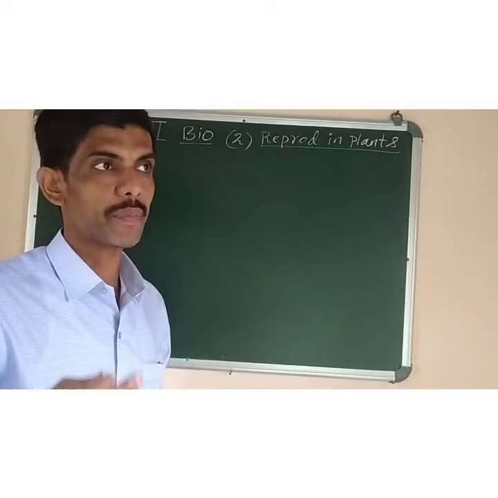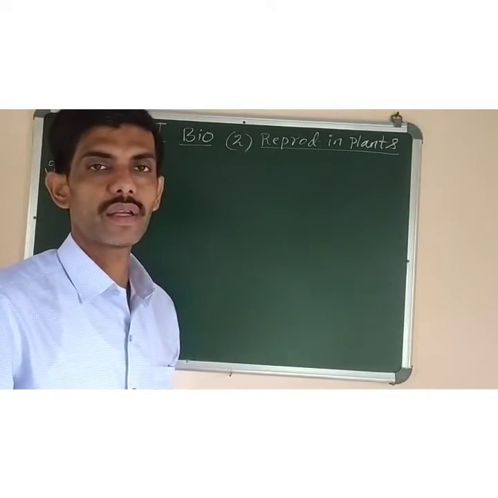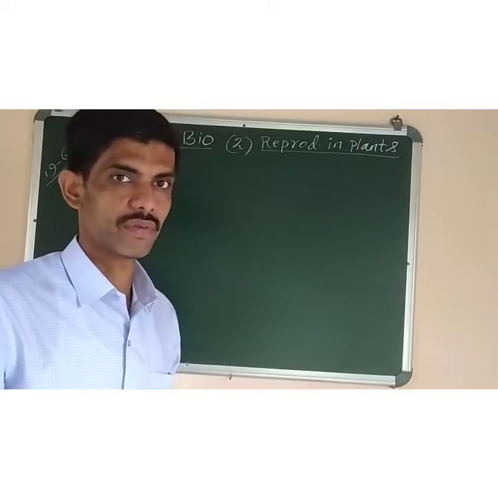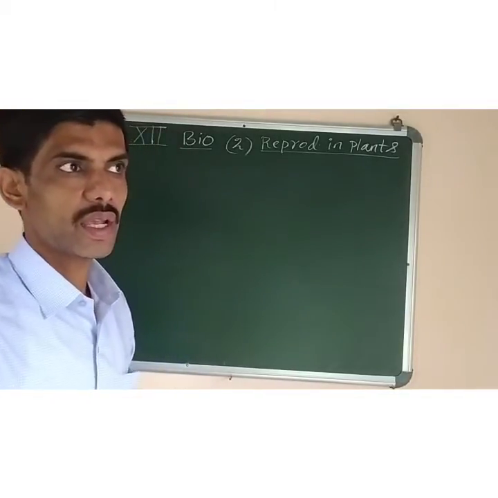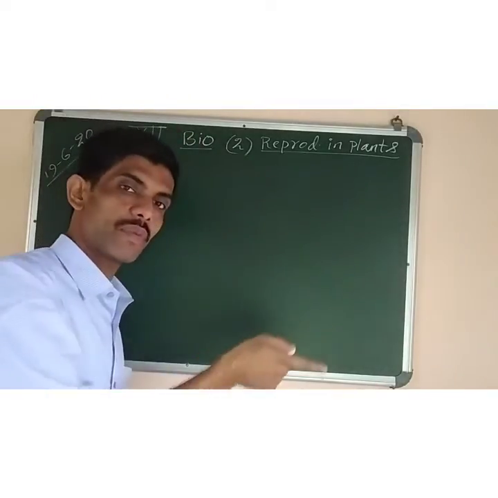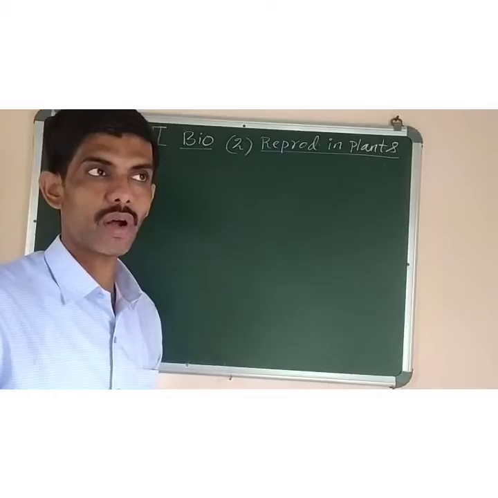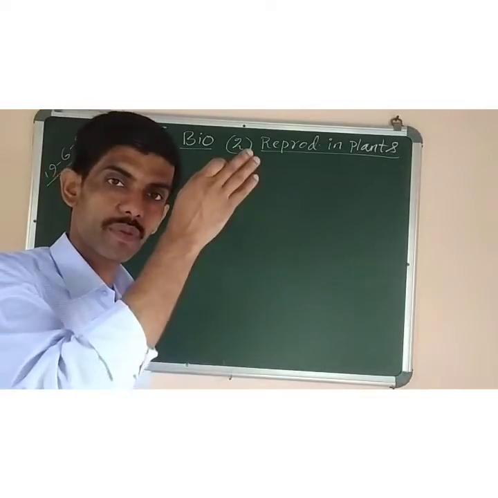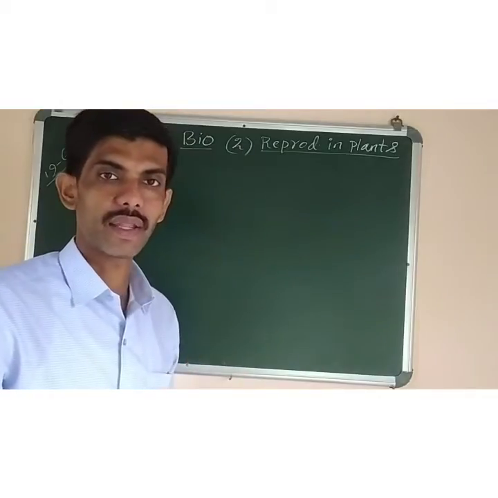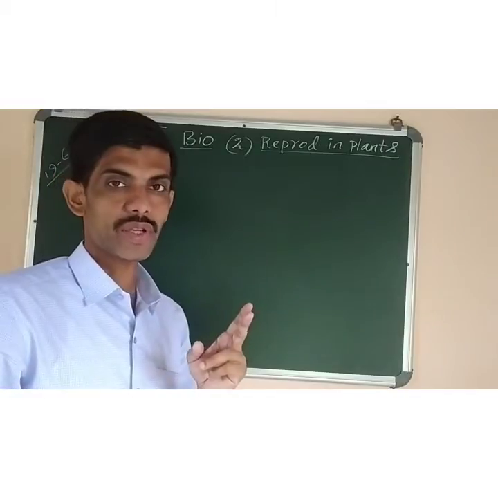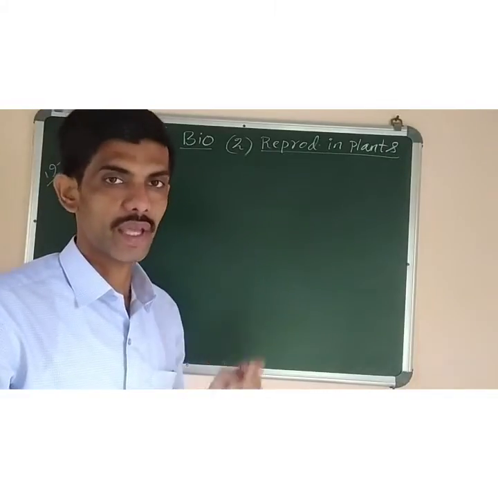You remember in the previous class, the last topic was differences between self and cross-pollination. Self-pollination, once again, is the transfer of pollen grains from the anther to the stigma of the same flower, which is called autogamy. Or it can be another flower which is produced in the same plant, that is called geitonogamy. So there are two types of self-pollination, autogamy and geitonogamy.